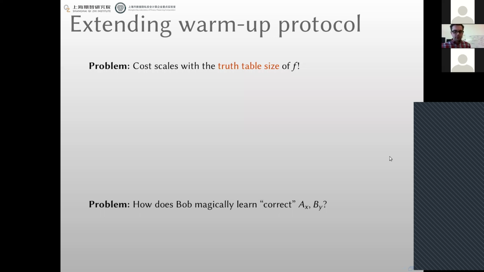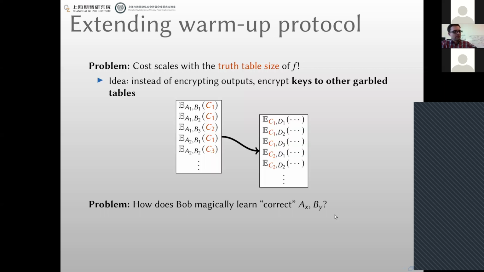So this protocol requires Alice to send an exponential number of ciphertexts to Bob. That's very bad. The other problem is that I didn't explain how Bob learns the correct encryption keys, the keys that encode the real inputs. Okay, so I want to talk about how we fix these problems.